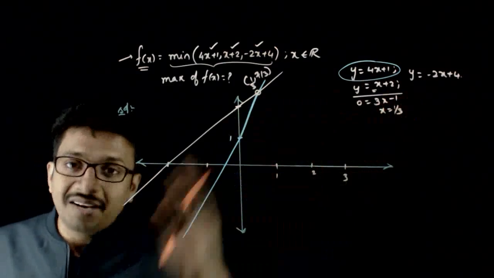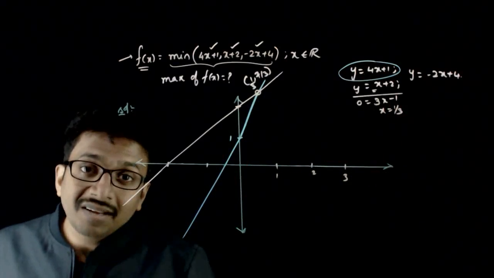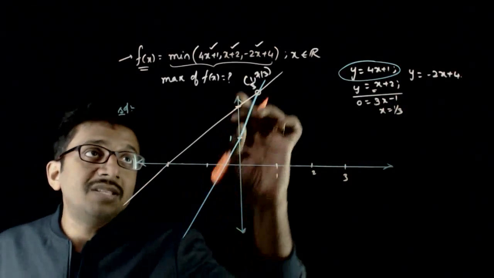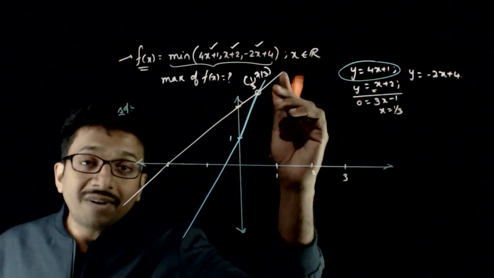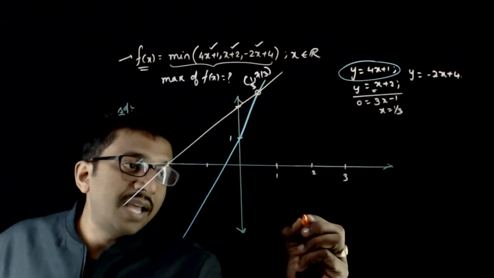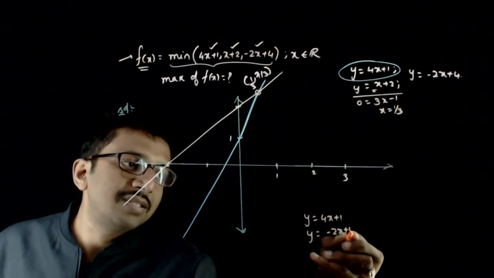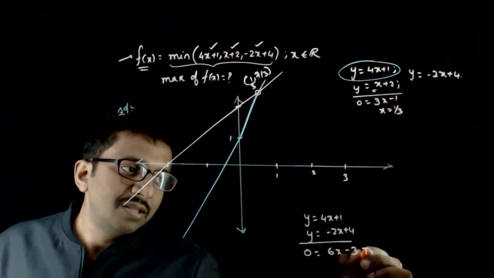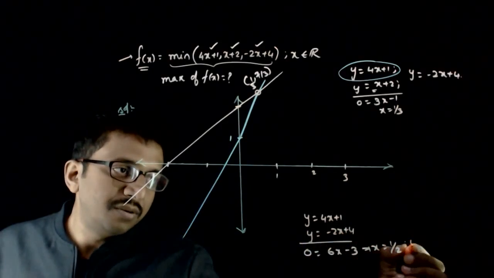Now if you see the third line, y is equal to minus 2x plus 4, how does the graph of this look? This is a graph with slope minus 2 and y-intercept 4. That means the y-intercept is somewhere here. We have to extend this, and the y-intercept is somewhere here. First let me find the points of intersection of these two lines with this line. So y is equal to 4x plus 1 and y is equal to minus 2x plus 4. If I subtract, 0 is equal to 6x minus 3. So x is equal to half, and y is equal to 3.